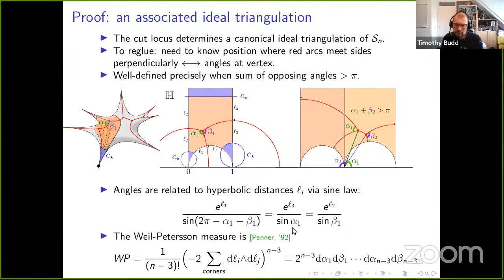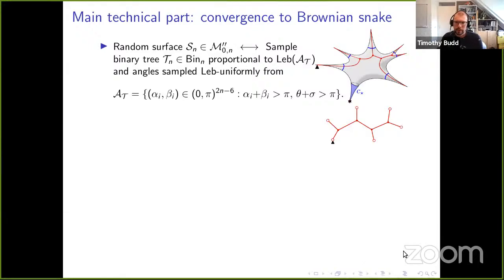And finally, I have to explain to you why this Peterson measure is so simple in terms of the angles. For this, you can take an explicit formula by Penner for the Peterson measure for any triangulation of a surface in terms of these types of distances. And you can plug in the sine law, and with some magic, it turns out that this is simply the Lebesgue measure on the angles. Okay. So that was the main projection.